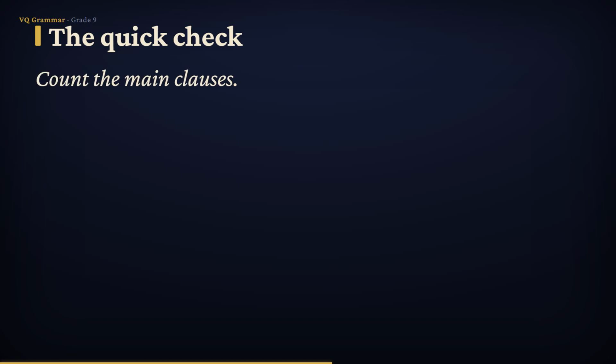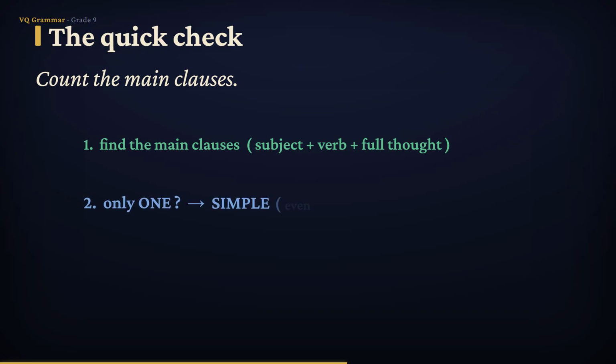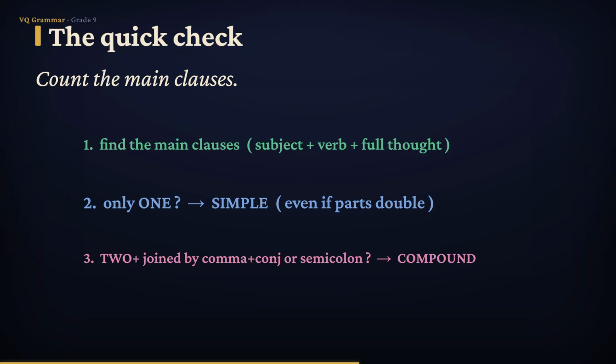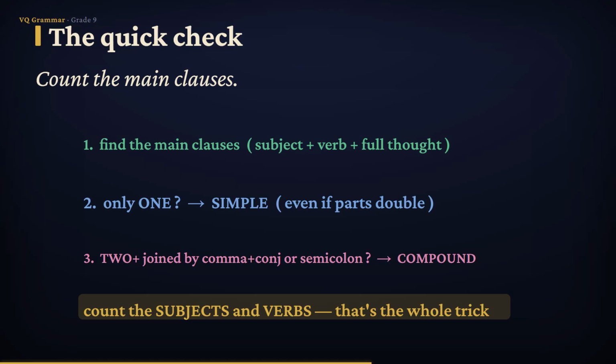Let's turn all of that into a quick check. Step 1. Find the main clauses. Each one has a subject, a verb, and a complete thought. Step 2. If there's only one main clause, the sentence is simple, even if the subject or the verb is doubled. Step 3. If there are two or more main clauses joined by a comma and a conjunction, or by a semicolon, the sentence is compound. The whole trick comes down to counting the subjects and verbs and seeing how the pieces are joined.